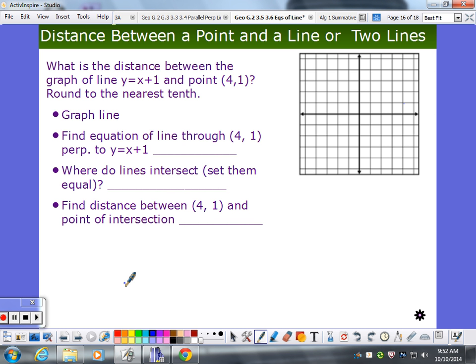Here's another one. Distance between a point and a line, or two lines. So what's the distance between the graph of y equals x plus 1 and this point? Well, first of all, let's graph this line. I'm going to use point slope. So my m is 1, and so is my y-intercept. They're both 1s. So I start at 1, up 1, right 1, up 1, right 1. Just graphing y equals x plus 1. So you can go ahead and graph that as well. And I'm on the back here if you don't know where we are.